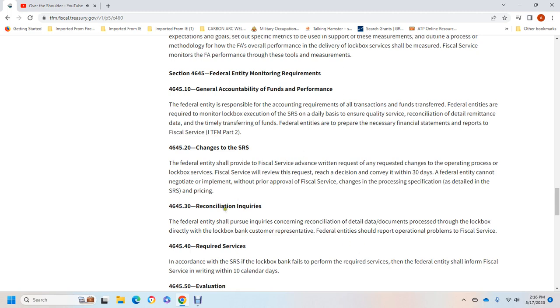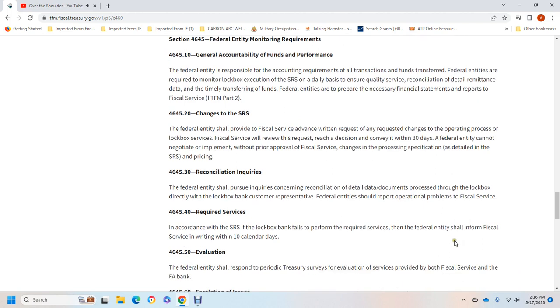4645 30 Reconciliation. The federal entity shall pursue inquiries concerning the reconciliation of the detailed documents processed with the lockbox directly with the lockbox customer representative. The federal entity should report the operational problem to official services.